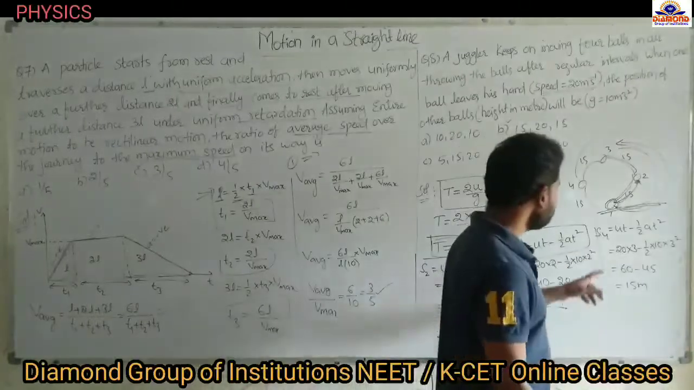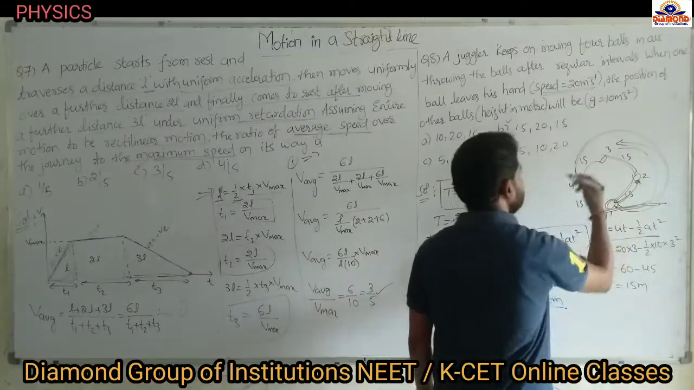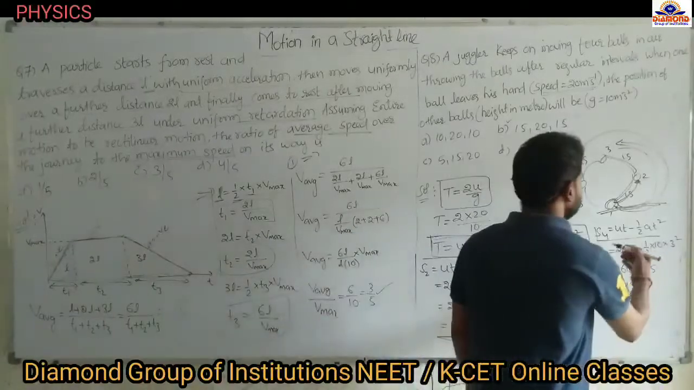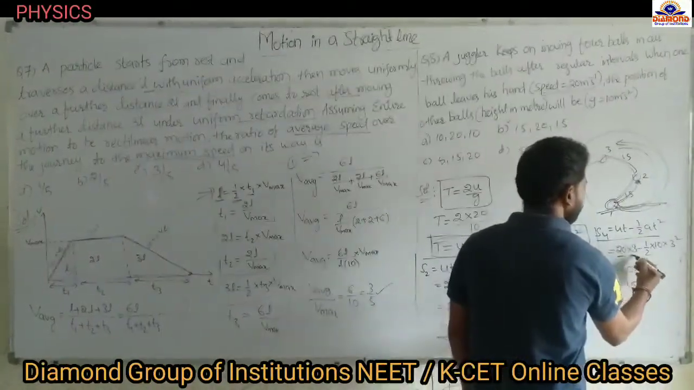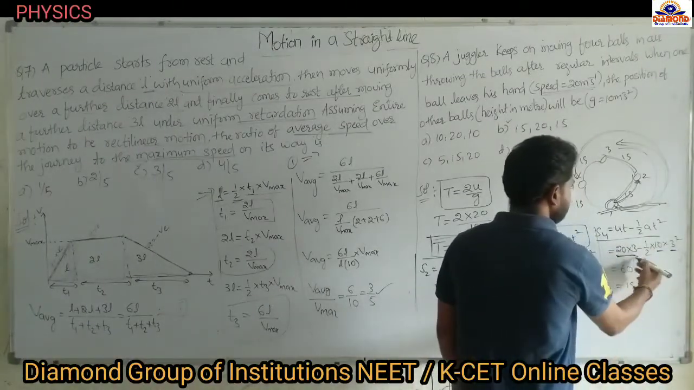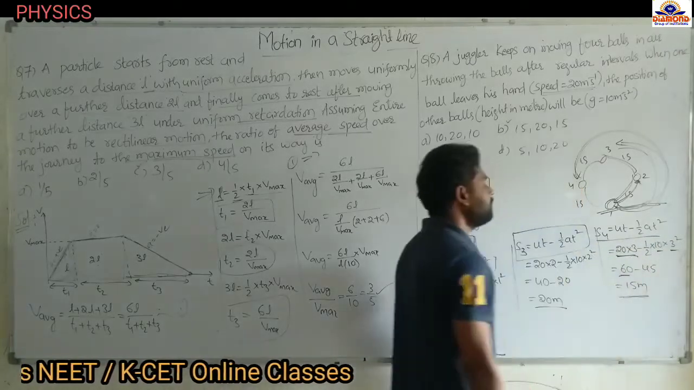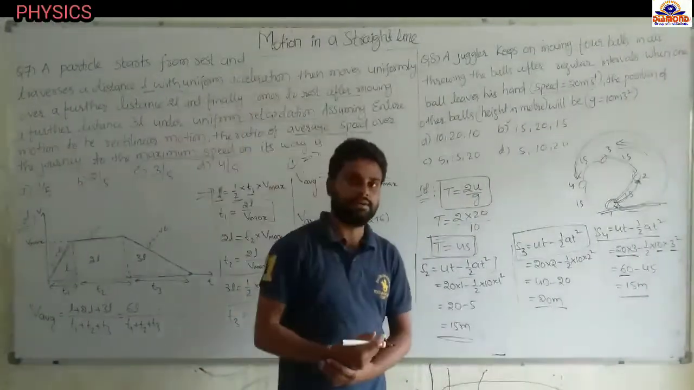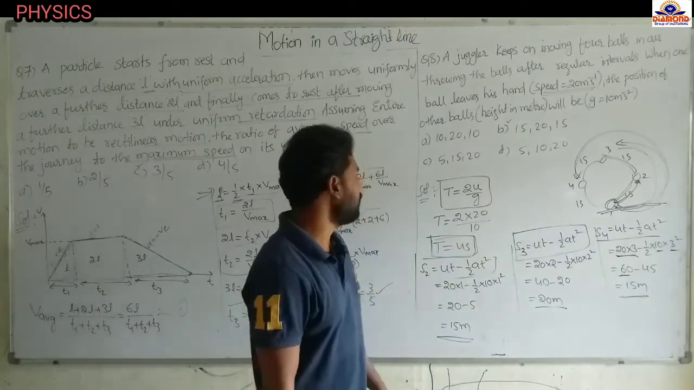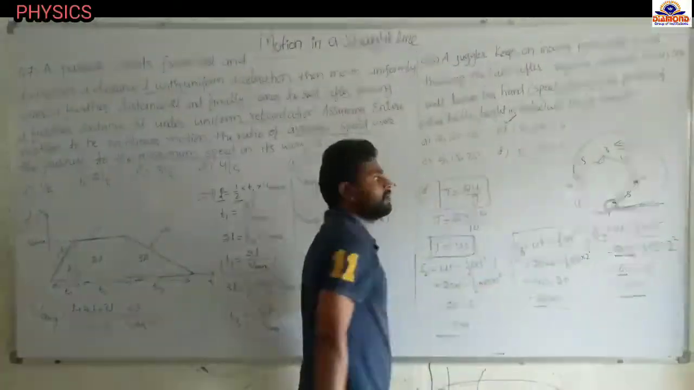Now we have to find S4. What is the time interval between the first and fourth ball? 3 seconds. So the position is ut minus half gt square, with u equal to 20 and t equal to 3 seconds. So 20 into 3 is 60, minus half into 10 into 3 square, that is 5 into 9, 45, giving 15 meters. That means it is on its return, in the reverse direction. So the positions of the second, third and fourth balls are 15 meters, 20 meters and 15 meters. B option is the right answer. In this way you have to solve the problem.